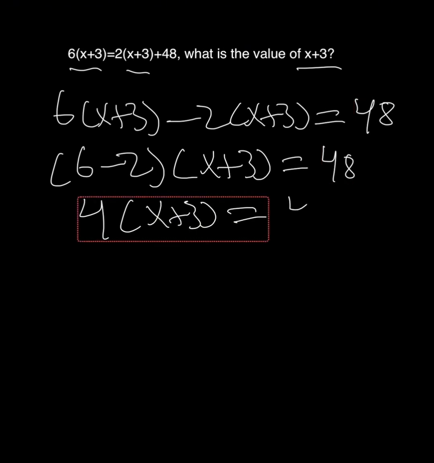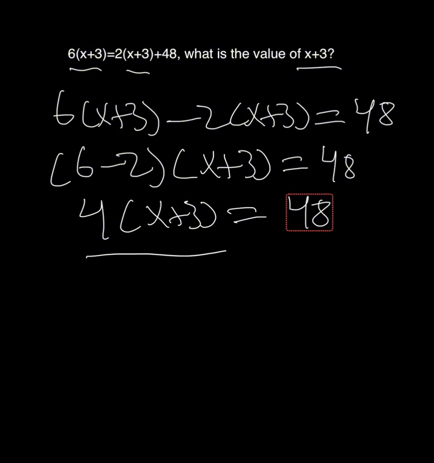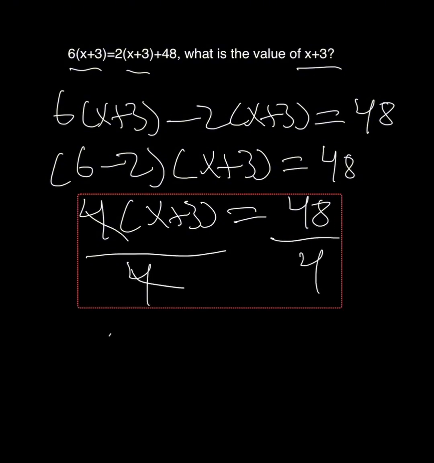is equal to 48. And then we simply divide by 4 on both sides of the equation, which leaves us with an answer of x plus 3 is equal to 12. Again, we don't have to worry about what x is equal to. We're focused on what x plus 3 is equal to, which is 12.